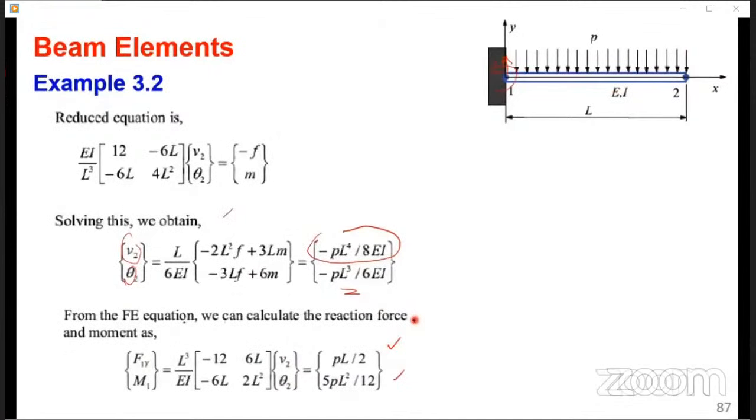And you can see these are positive, right? So it means the reaction is upward. Why should it be upward? It's obvious. You see this load is applied downward. So we expect the reaction, this is the action, the reaction is upward, in the opposite direction. Again, the moment is positive. This means it's counterclockwise, like that.